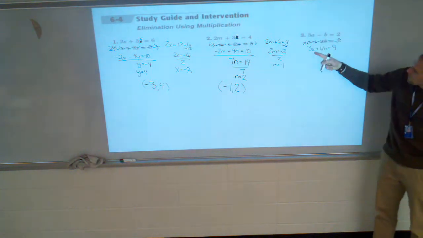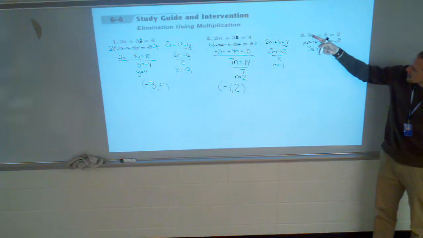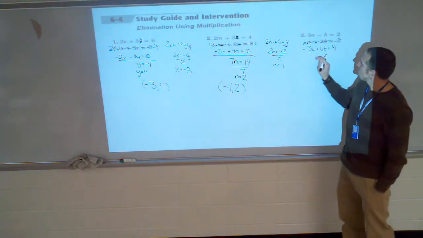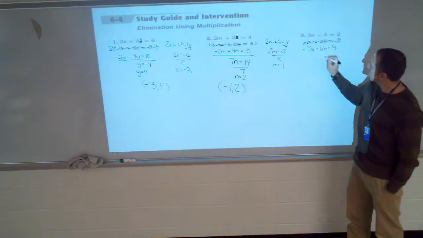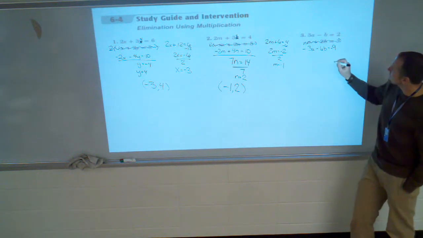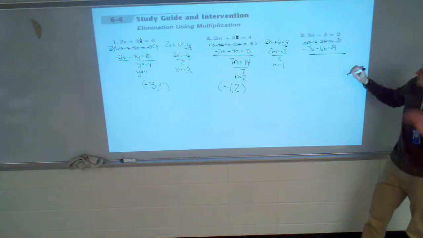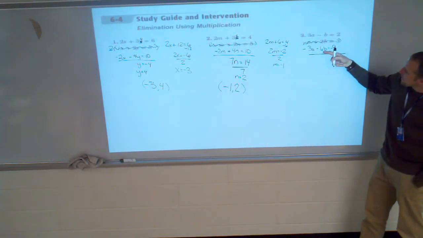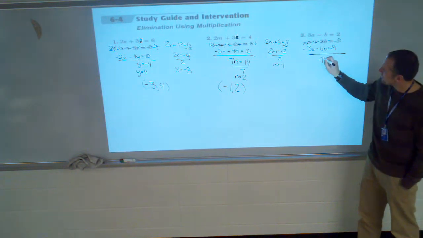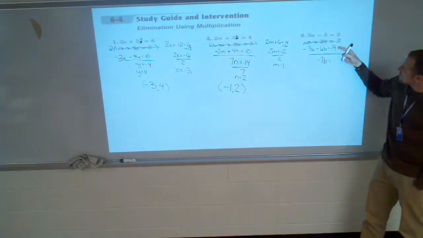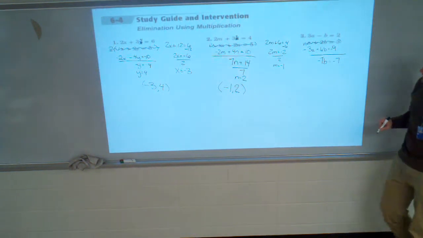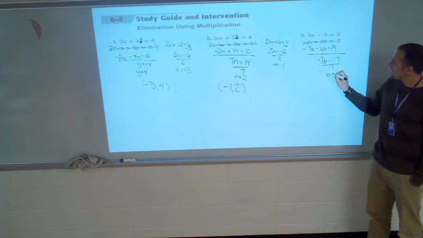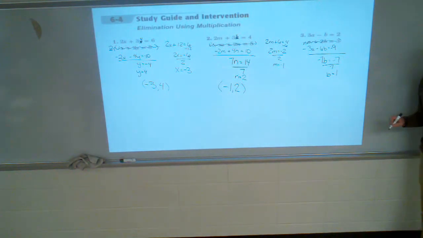My a's are almost ready to eliminate. The numbers are the same, but so are the signs, so I need to change it. Minus 3a, minus 6b, minus 9. So this is going to be 3 minus 3 is 0. Negative b minus 6b is negative 7b is equal to negative 7. Divide by negative 7, b equals 1.